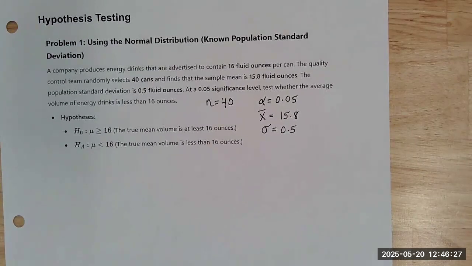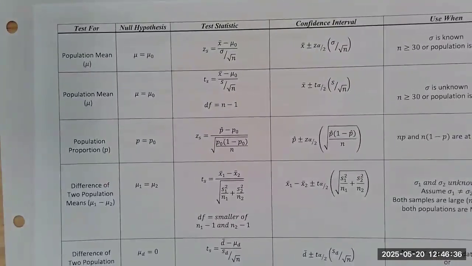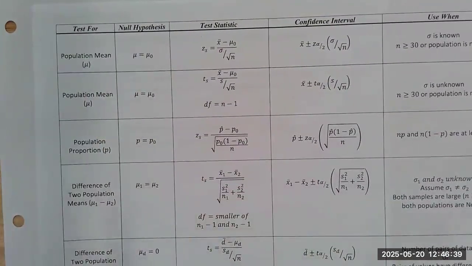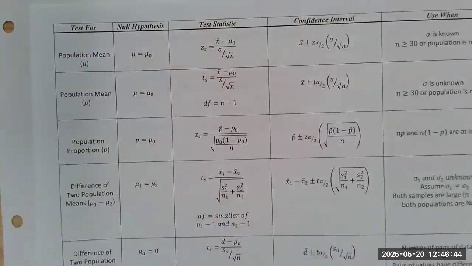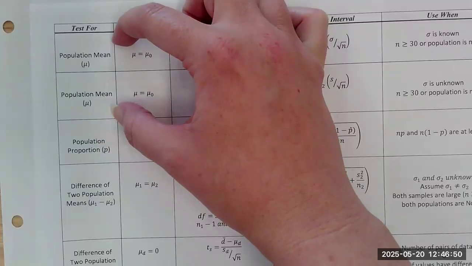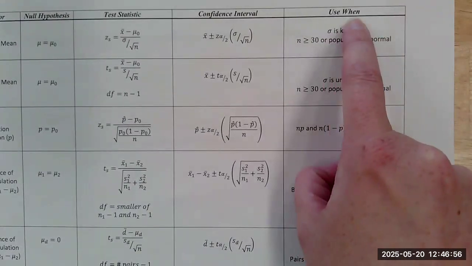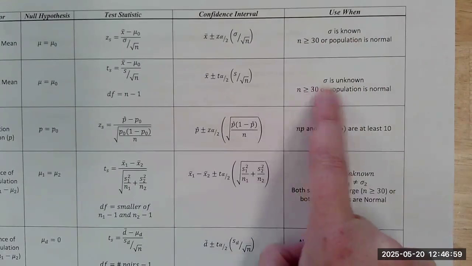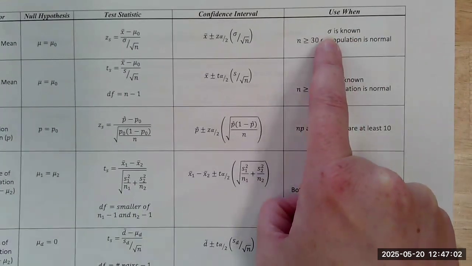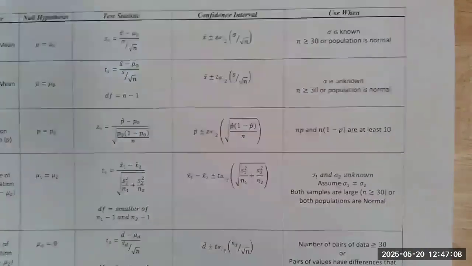Yep. So first off, we're talking about means. So it's not going to be the population proportion one. And we don't have two different populations, so we're not using anything further down on the sheet. So it's got to be one of these two. The top two both say population mean mu, and you're like, okay, which one? Well, because over in the last column, she's got written out use when sigma is known or sigma is unknown. We got the sigma in this problem, so we're on that top formula. Okay, so that's going to be important when you're taking your test to see what she gave you.